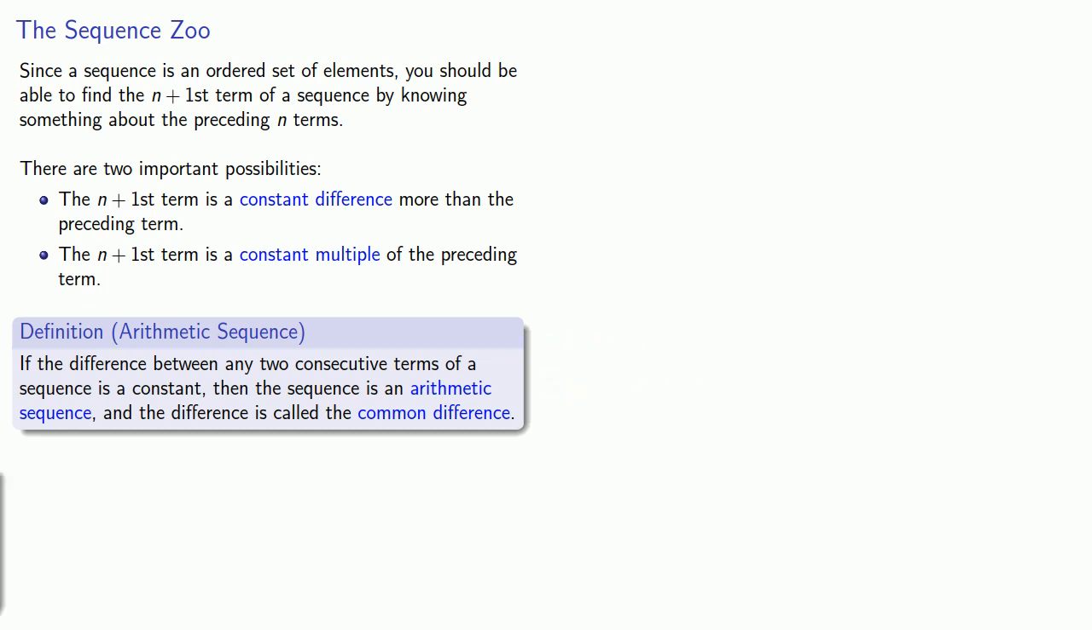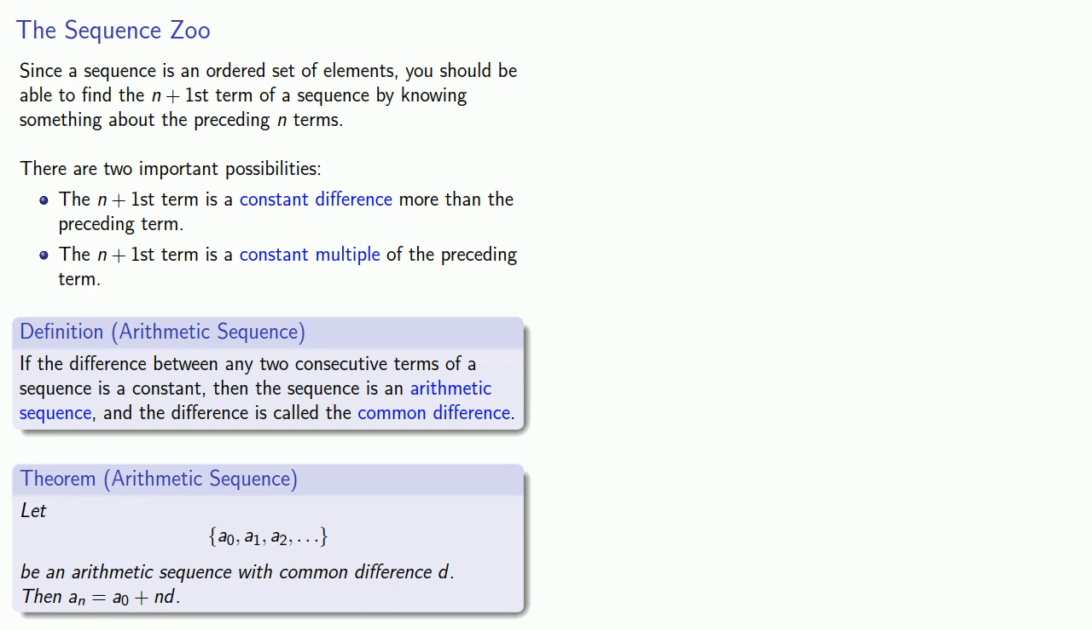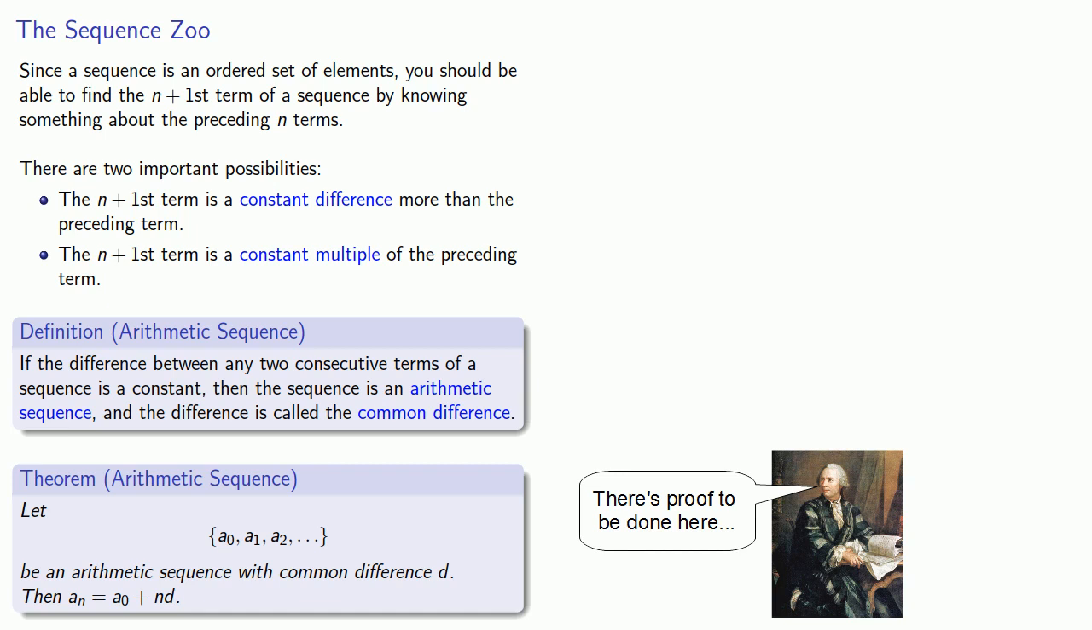Suppose I have an arithmetic sequence, where you'll notice that we're actually starting our sequence with a0. Let this be an arithmetic sequence with a common difference of d. Then a sub n is a0 plus nd. You'll actually prove this in one of the problems.